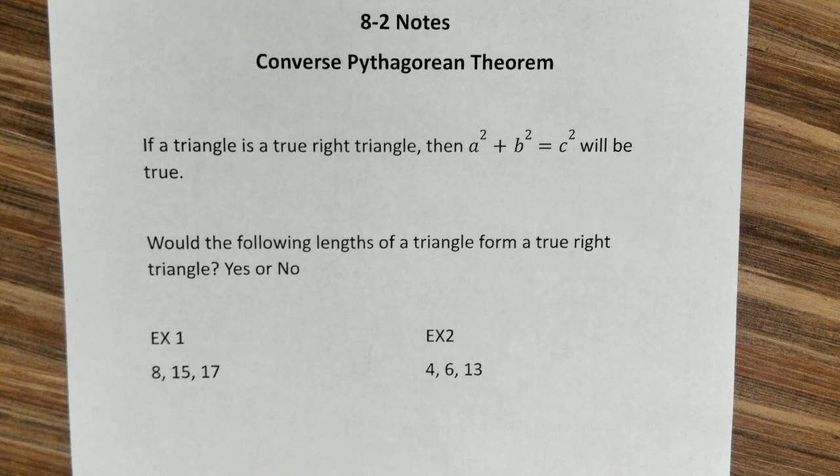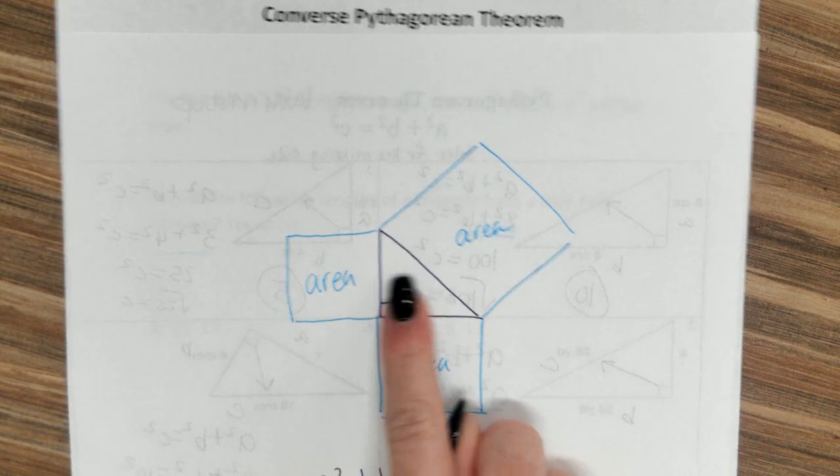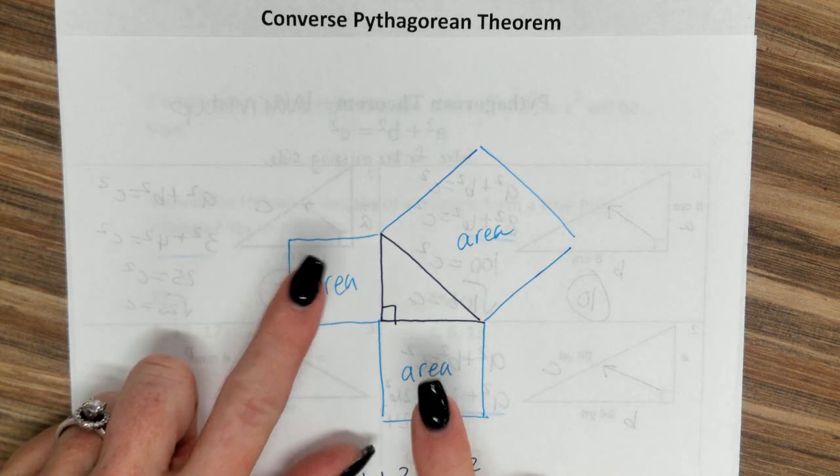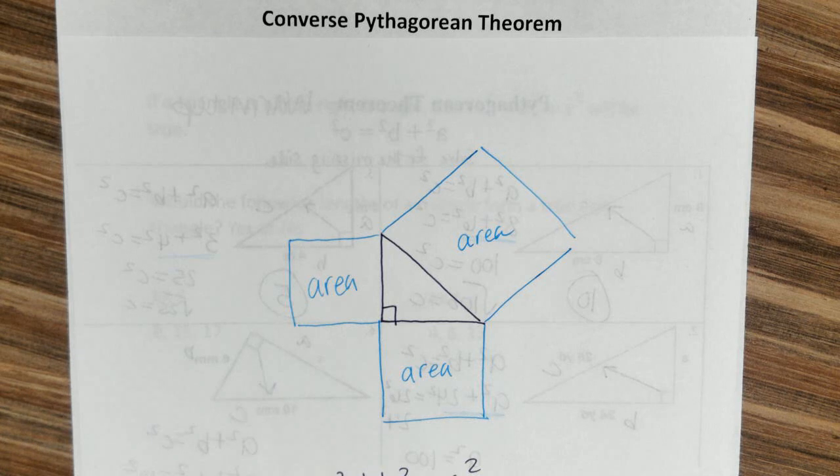Today we're not going to solve anything. We're just going to say, yes, it's a right triangle, or no, it's not. They're going to give you three numbers, and you're going to say, yes, it's a right triangle, or no, it's not. So basically, they're saying, if it's a true right triangle, then the areas of the two squares attached to the smaller sides has to equal the area of the larger square attached to the bigger side.